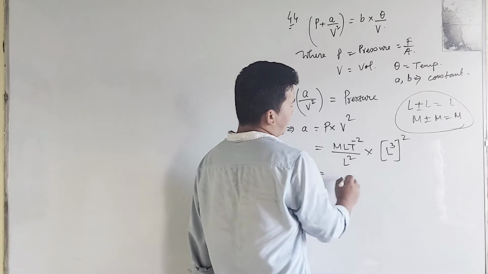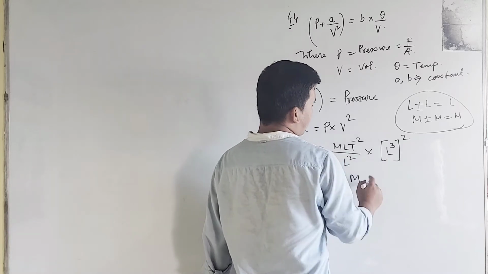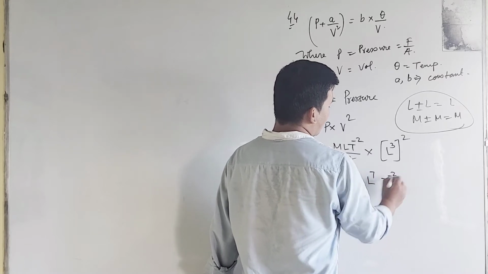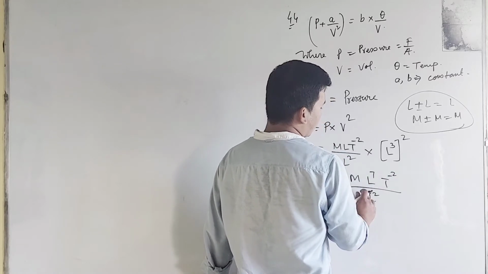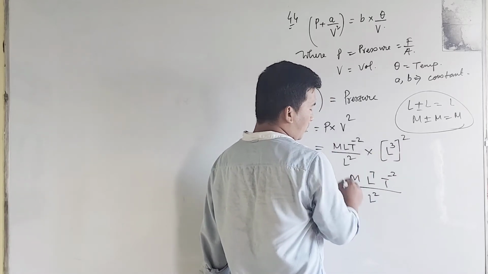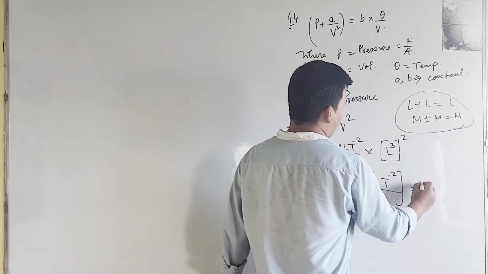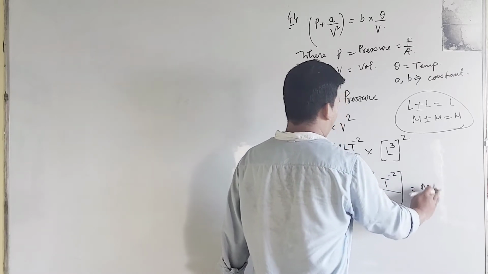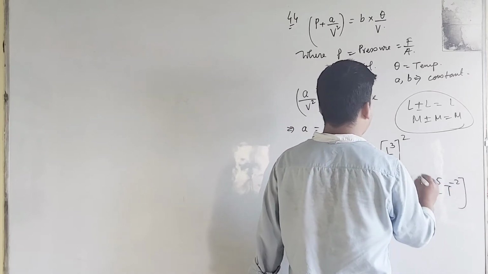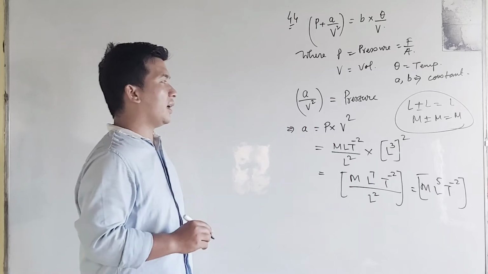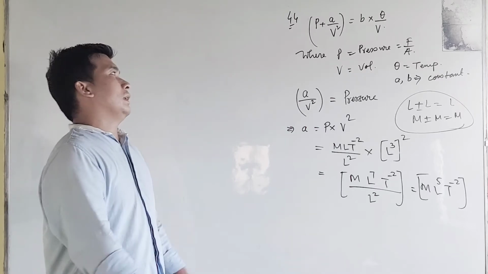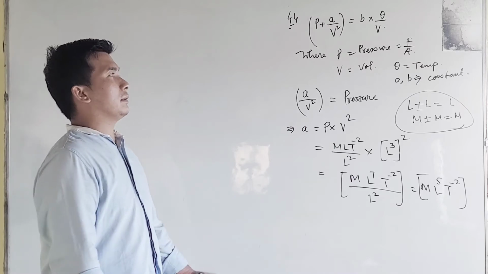We can put it like this: M L T inverse 2 divided by L square, into L to the power 6. Understood? After simplification we will have M raised to the power 1, L raised to the power 5, T inverse 2. This will be our answer. Luckily the question does not ask you to find out the dimension of B.